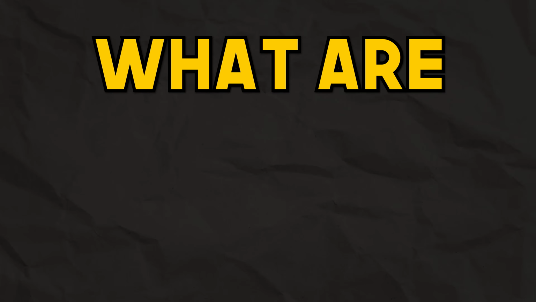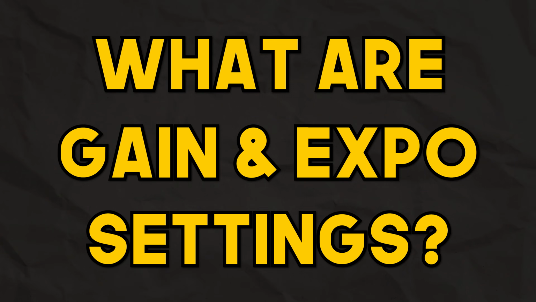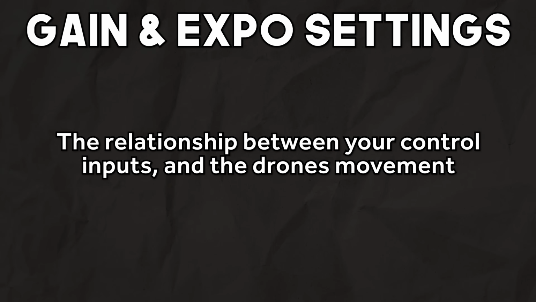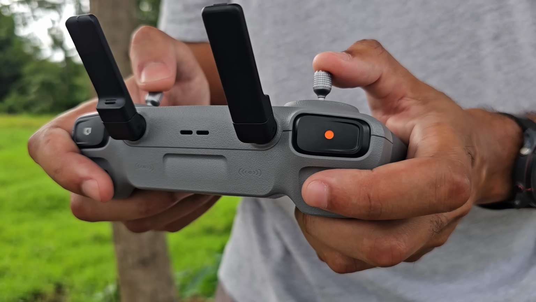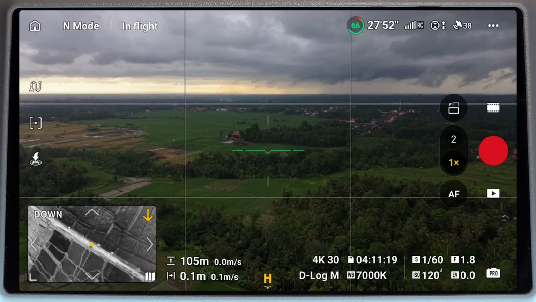Okay, so now that you've seen what's possible, let's start by explaining what are Gain and Expo settings. Well, these settings are the relationships between your control inputs and the drone's movement, and you can change a variety of parameters here, from the maximum speed of the drone to how smooth the yaw input is or how fast the gimbal tilts, and you can optimize all of these settings to give you smoother, more cinematic control and therefore smoother, more cinematic footage.